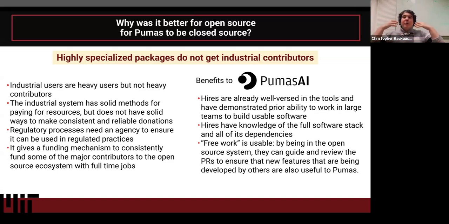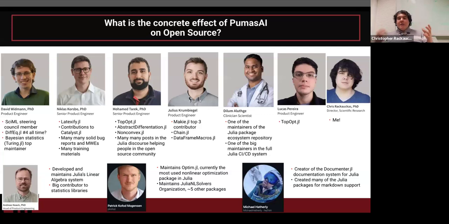So people building off the open source then have very strong people who know their entire dependency stack, and that just ends up building better software. And what is the concrete effect of this? I looked through this earlier today and just said, okay, let's show people who we have hired to Pumas and what they're working on in terms of the open source, right? So each of the people that you see here, this is not the entire Pumas development team, but this is the subset of the Pumas development team that also come from a strong open source background.